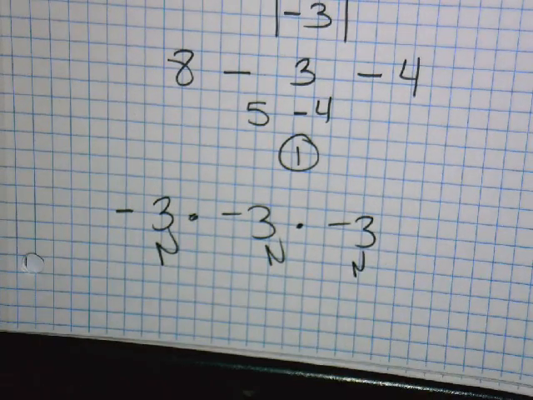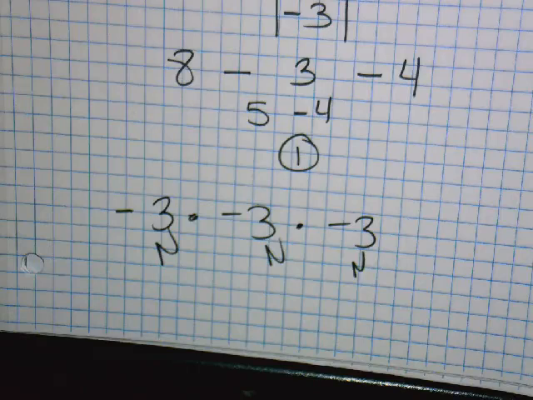Okay, here's another way of doing it, and this might help you for high school. How many numbers here are negative? 3. 3 numbers are negative, right? 1, 2, 3. If you have an odd number of negatives, your answer will be negative. If you have an even number, your answer will be positive.